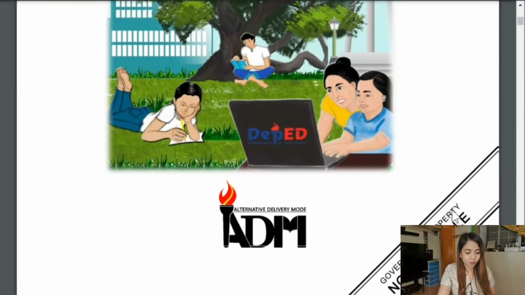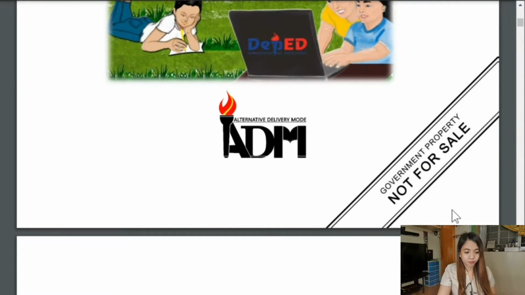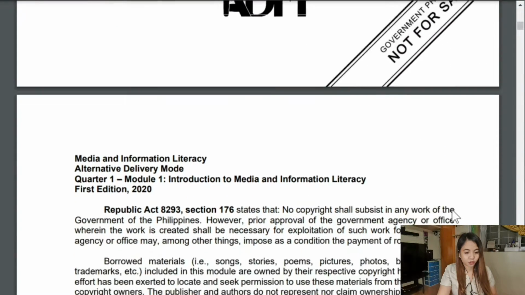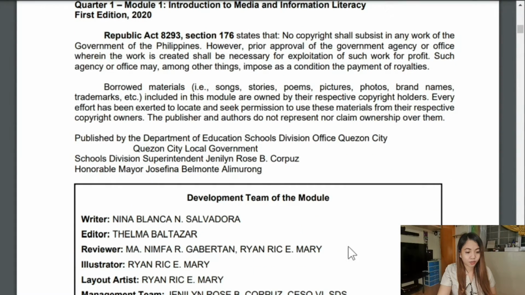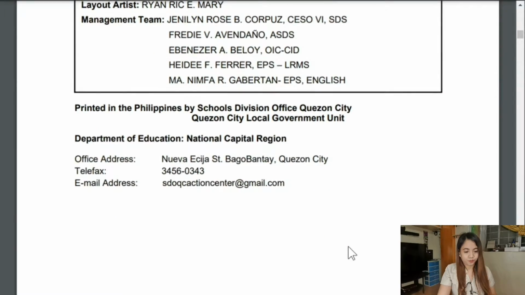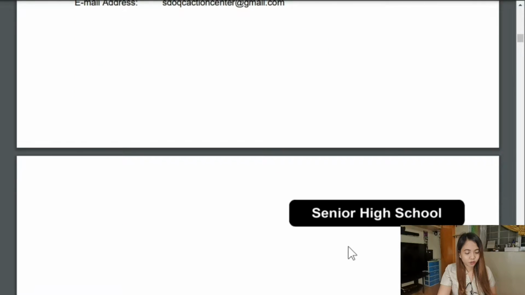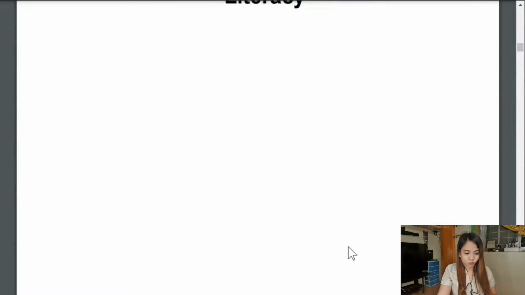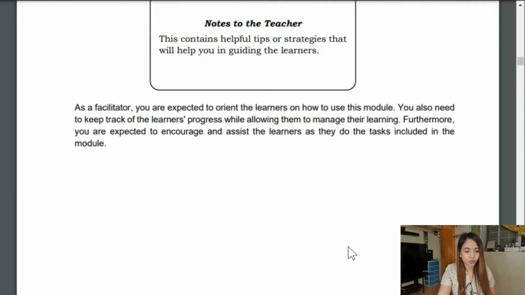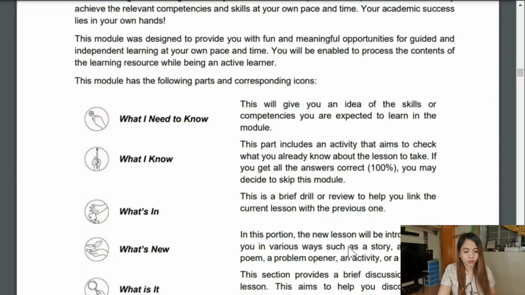Again, this is a property of the Division Schools Office of Quezon City. It is published by DOQC. And no part of this module should be reproduced. So let us start with its content.